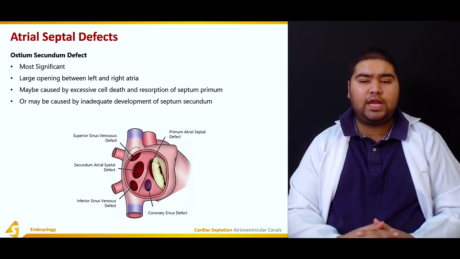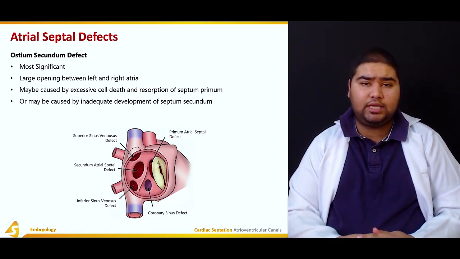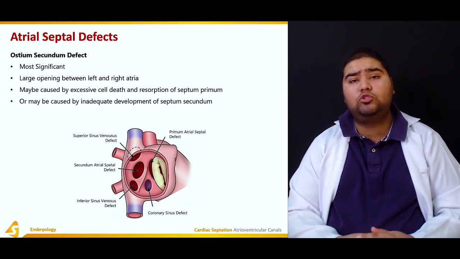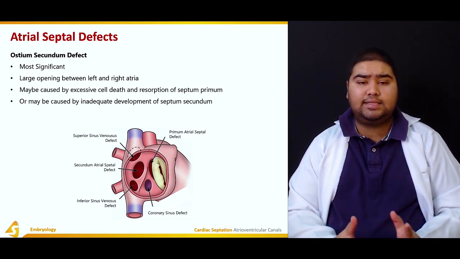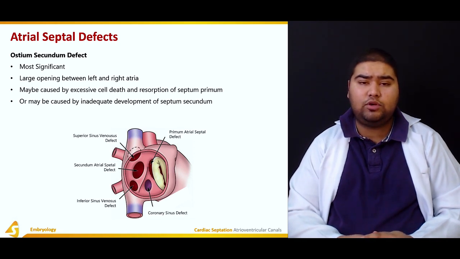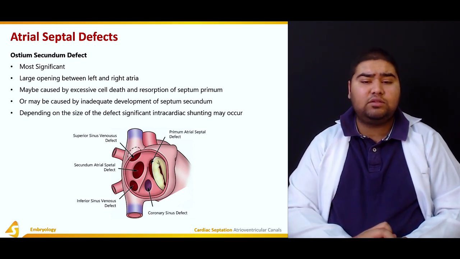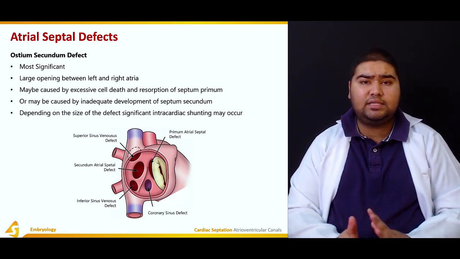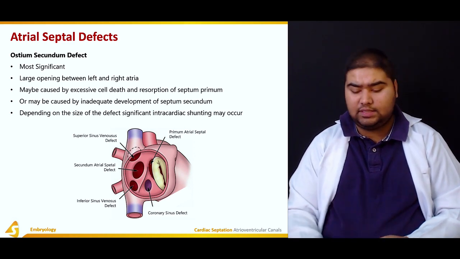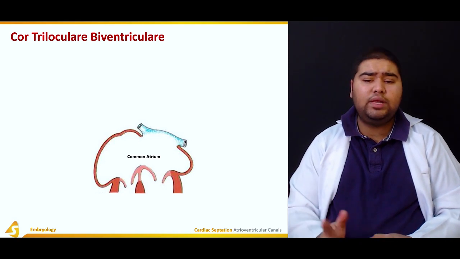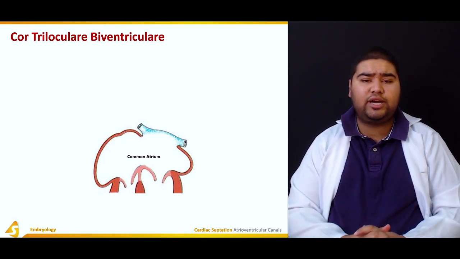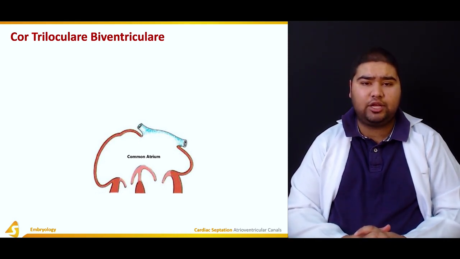So it may be due to inadequate development of the septum secundum, as the free edge of the septum secundum is supposed to cover this ostium secundum. So it may be due to faulty development of the septum secundum. Either way, depending on the size of the defect, there may be significant intracardiac shunting of blood due to this defect. So now let's talk about cor triloculare biventriculare.